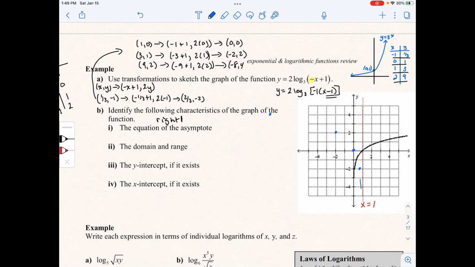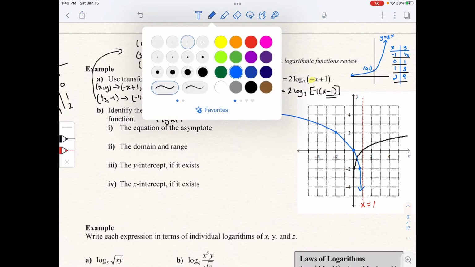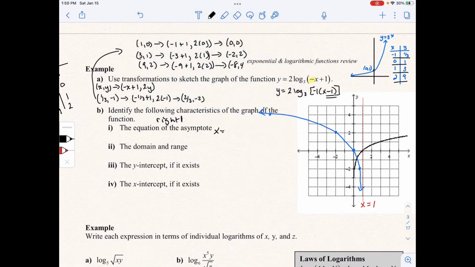So we can see by the sketch of these first 4 points that we've definitely stretched vertically, twice as tall, right? Our graph is twice as tall. It's reflected to the left, and it's moved right 1. So the equation of our asymptote there is x equals 1, which we've already labeled. Our domain would be from -infinity to 1.